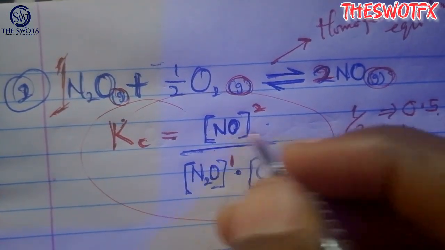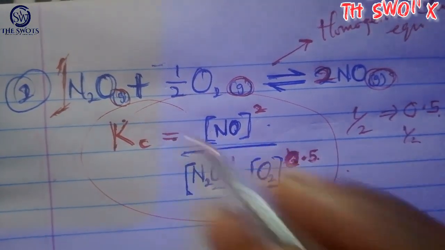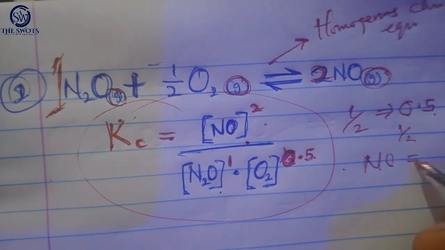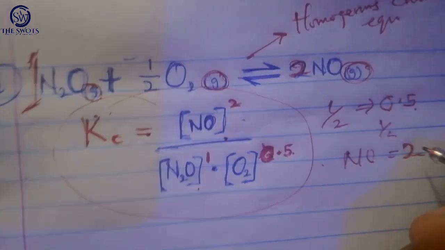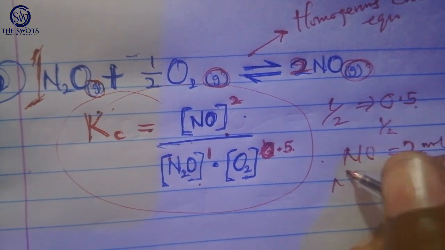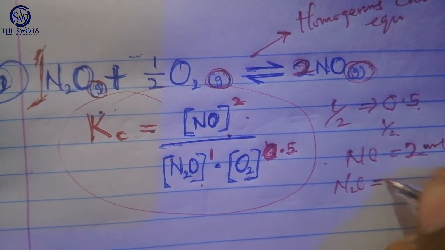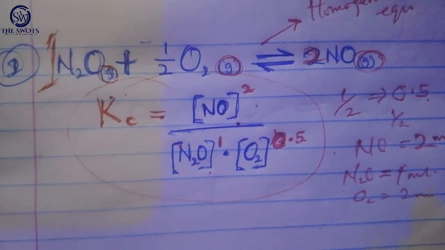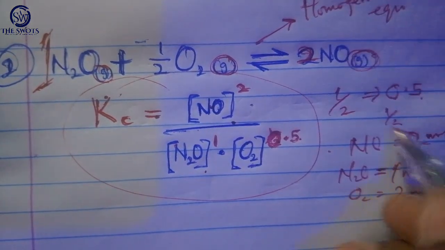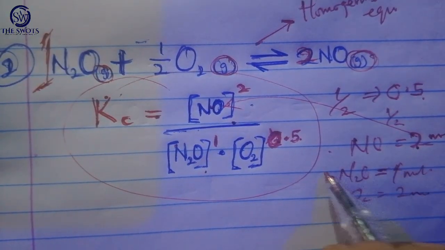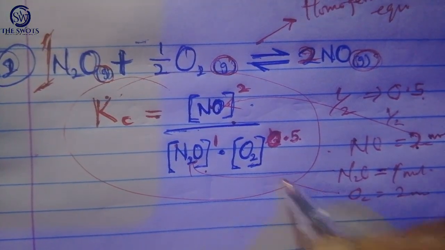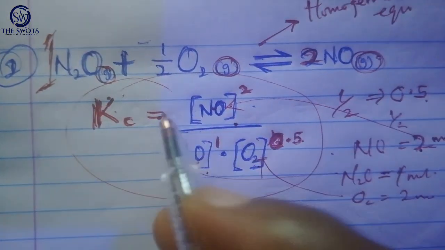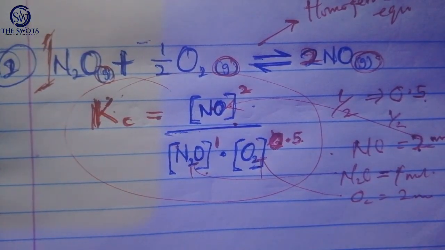Then when you are now solving questions on this particular thing, they can say NO is 2 mole per dm cube, N2O is 4 mole per dm cube, then oxygen is 2 mole per dm cube. Then we can substitute all this into this place, and this into this place, then we'll get our answer. But we are not going to be talking about that in this episode. That will be in the next episode.